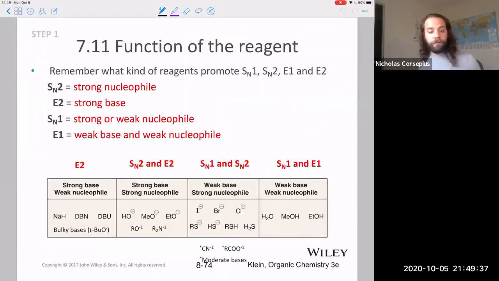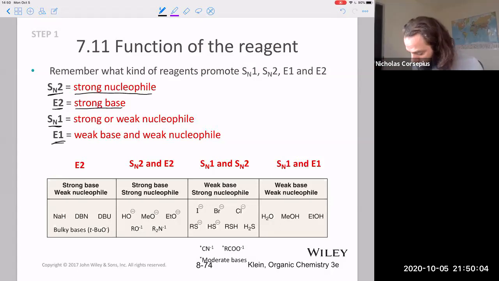When we're looking at the nucleophile, we can lump these into different categories. Remember, substitution reactions, SN2, are favorable when you have a strong nucleophile. And E2 is when you have a strong base. SN1 can occur if you have a strong or a weak nucleophile. You just have to be able to form that carbocation intermediate. That's the really important part there. And E1 reactions, as I mentioned before, and this is something to keep in the back of your mind, are the most rare. They're only going to occur when your compound is both a weak nucleophile and a weak base.